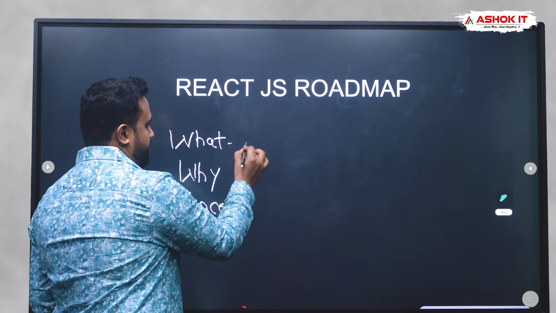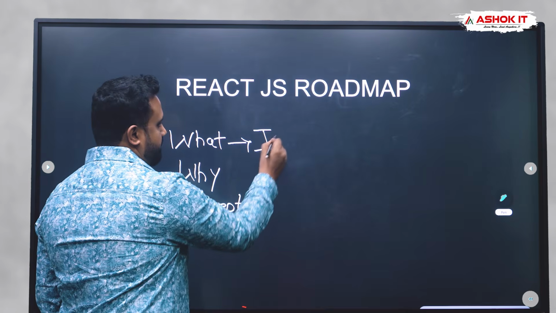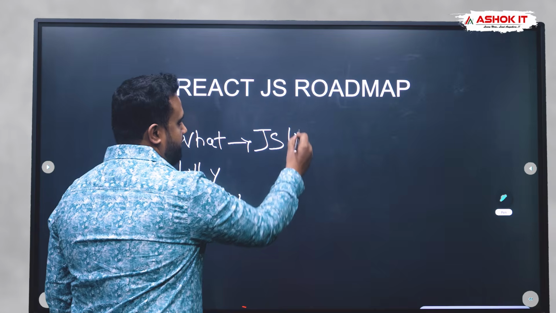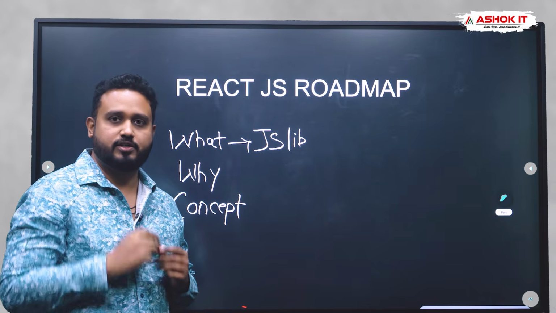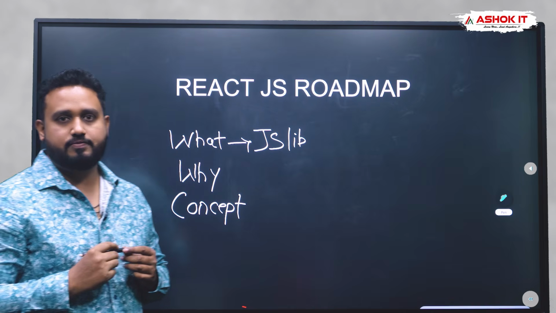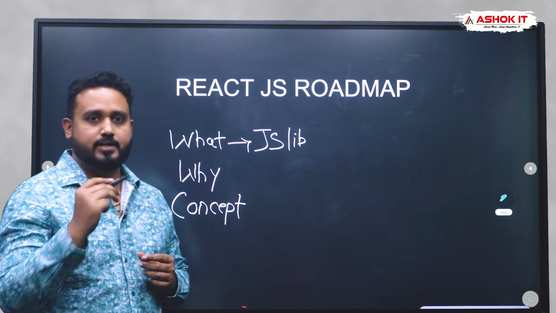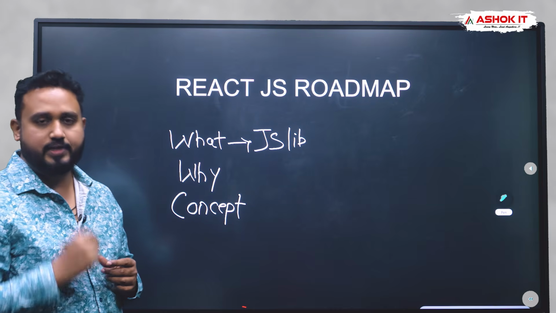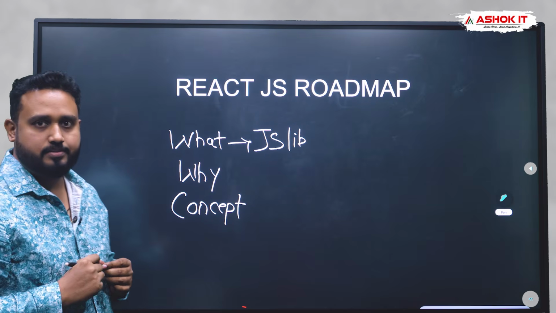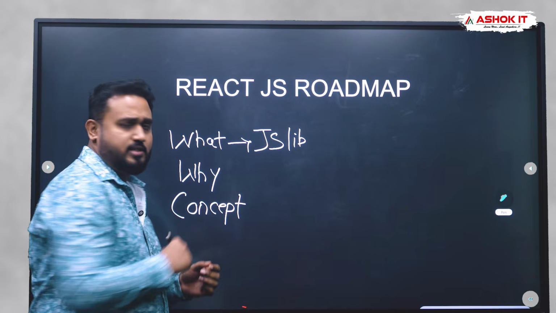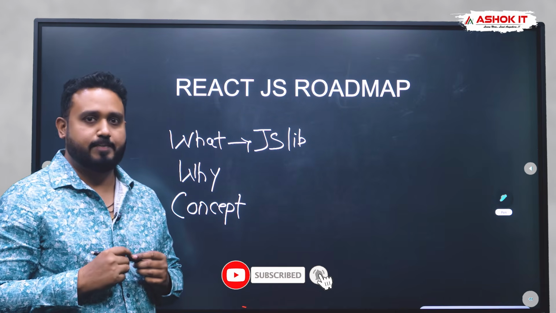What is ReactJS? ReactJS is a JavaScript library. We use ReactJS to create user interface. Not only user interface, with React we can create even a front-end application by combining other libraries like Redux, Axios, React DOM, React Router. ReactJS right now is very popular in the market to build your front-end application.